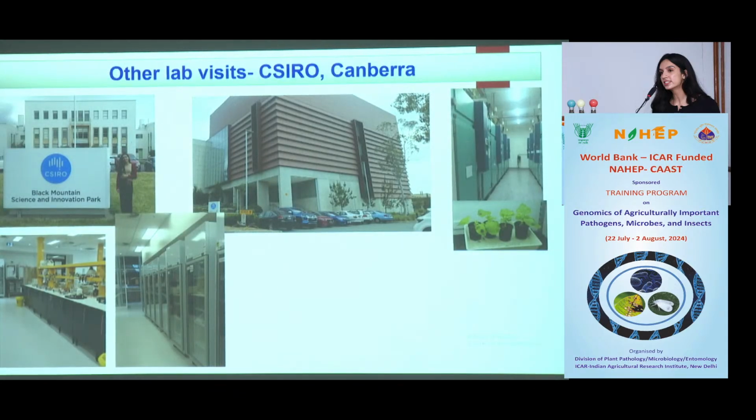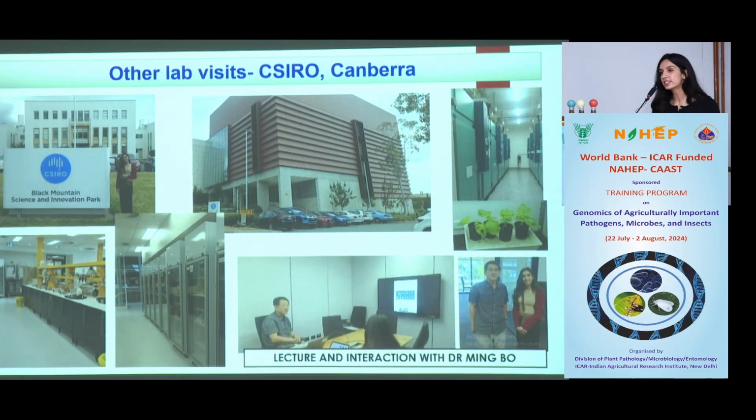Now, this was the work that I carried out. I was fortunate enough to have some other lab visits as well. As many of you might know, there is the Commonwealth Scientific and Industrial Research Organisation in Australia, which is one of the leading research organizations in Australia, located in the capital, Canberra. There I was fortunate enough to interact with Dr. Mingbo. He is a very prominent scientist working on RNA. If you want to look at his publications, you can go through his ResearchGate and other related publications. He has done a lot of work on RNAs, and he was awarded the Prime Minister's Prize for Science in 2012 or 13, I guess.